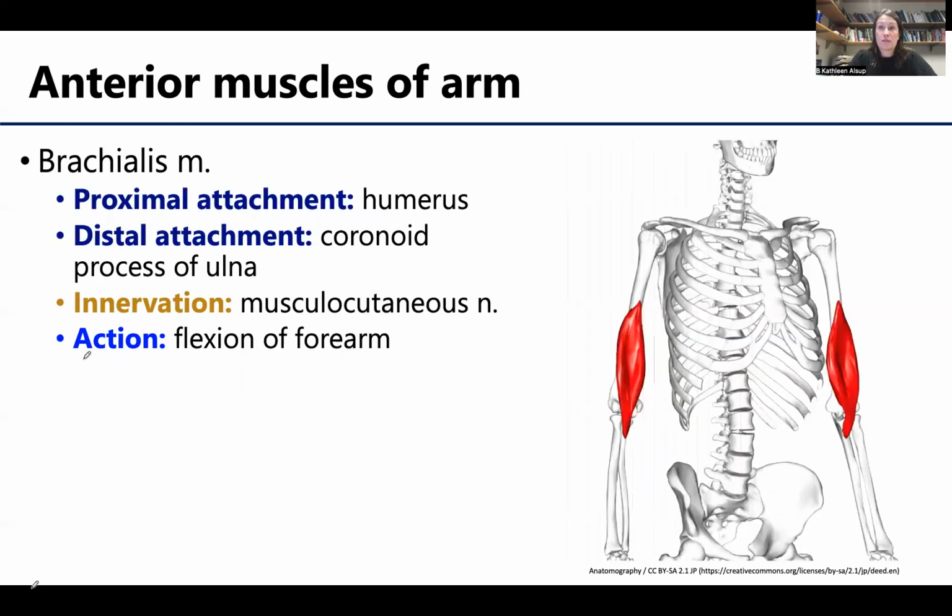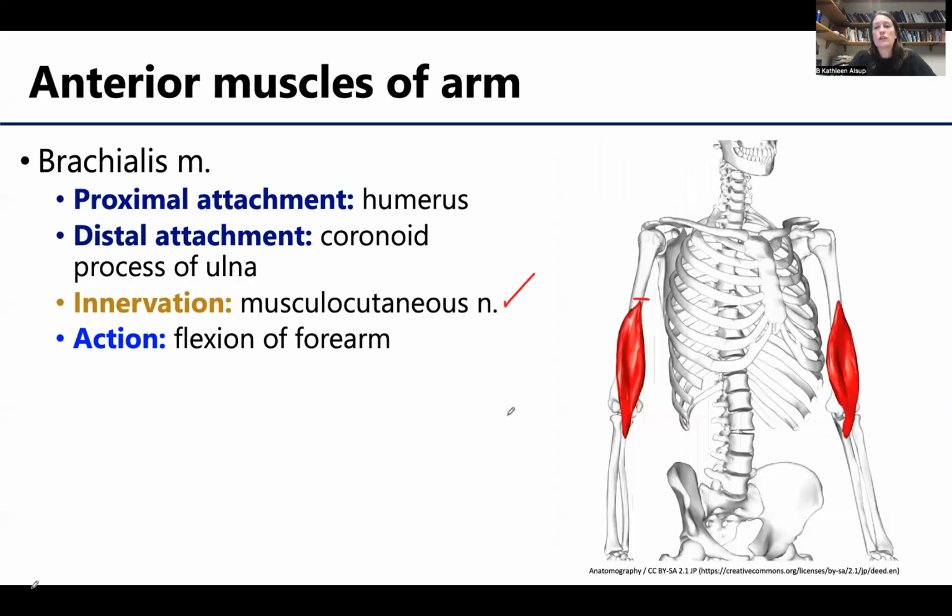Now, the main flexor of the forearm is the brachialis muscle, and this is going to be deep to the biceps brachii. So we don't talk about it as much because you can't visibly see the brachialis quite as well as you can the biceps brachii. It does not extend all the way up to the shoulder joint. Its proximal attachment is here on the humerus, and its distal attachment is going to be on the coronoid process of the ulna. So it does not attach on the radius, therefore it's not going to play a role in terms of pronation or supination. And like I mentioned before, this is one of the muscles of the anterior compartment of the arm. Therefore, it is innervated by the musculocutaneous.